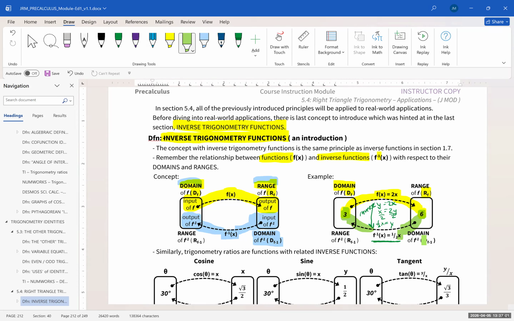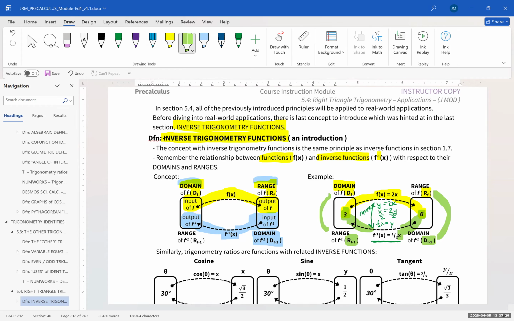So you can see that the domain of the inverse function is the range of the function, and the range of the inverse function is the domain of the function. Okay, that's the relationship between the two of them. Now this right here is just a review of inverse functions from chapter 1.